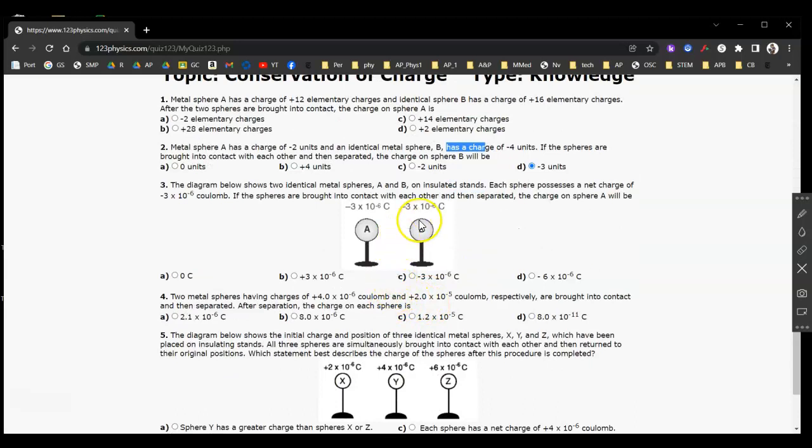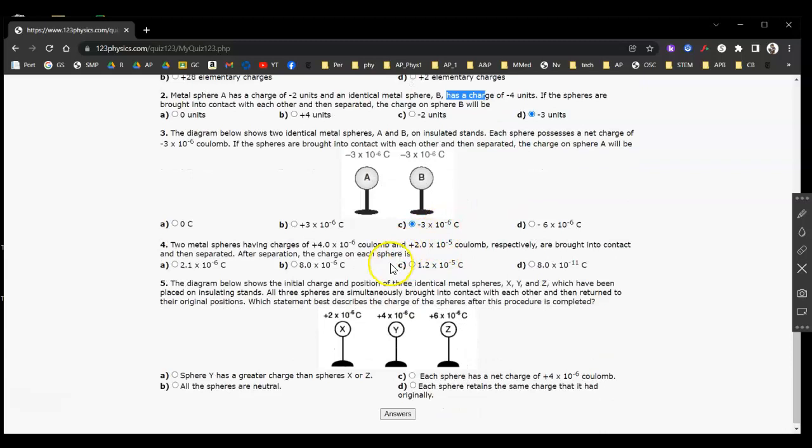And this one over here, let's see, when they're touched and set, it's still going to be negative. They're both the same, so you add and divide by 2, you're still going to get this. Unless they ask for the total charge. No, that's good. So they'll be the same charge. Once again, you add and divide by 2.